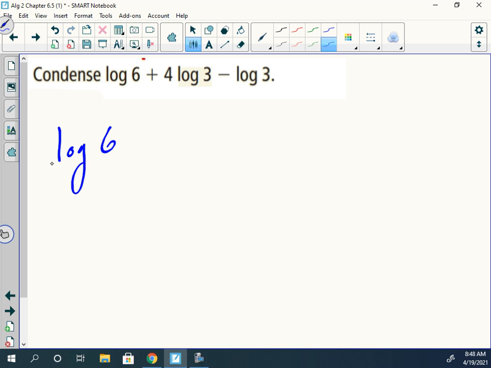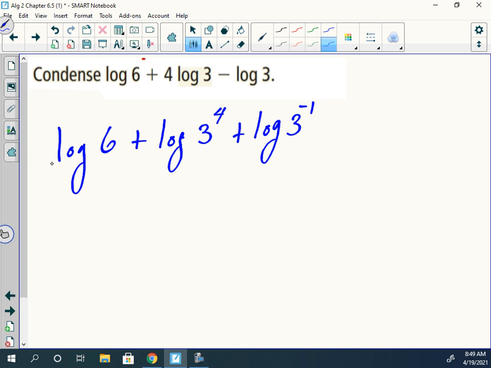Now with our power rule, log of 6 is not going to change. We don't have any negative exponents out front or any numbers out in front of the log, so it stays the same. But 4 log of 3 is going to be rewritten as log of 3 to the 4th, because we can pull that 4 up into an exponent. And our negative log of 3 would become plus log of 3 to the negative 1, because we can pull that negative up into the exponent. Any questions on any of this here so far?